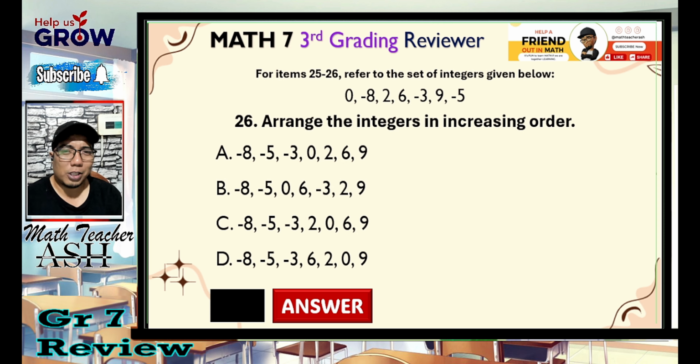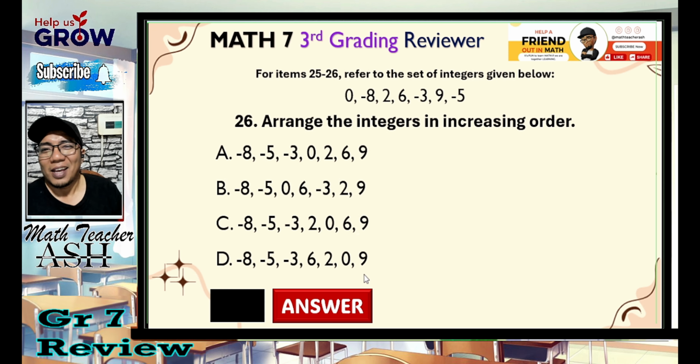Okay, my dear math learners, this question is very easy. This is just the opposite of question number 25. So, if we are talking about increasing order, then you will be starting at the smallest value. Among the given set of integers, the smallest value is negative 8, and of course, the highest value would be positive 9. All of the 4 choices start with negative 8 and end with positive 9.